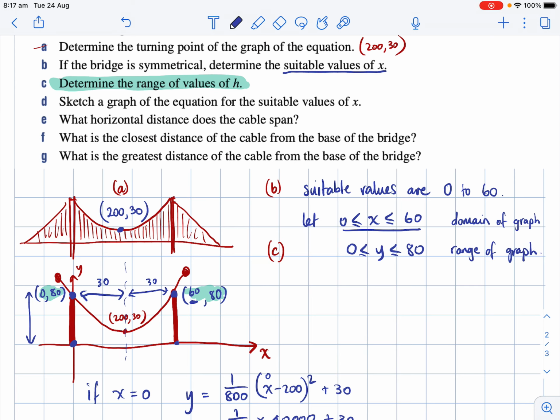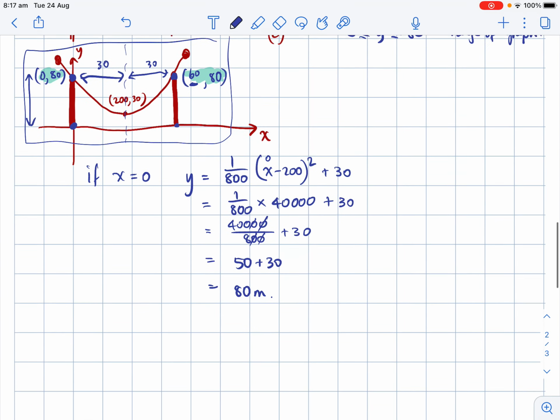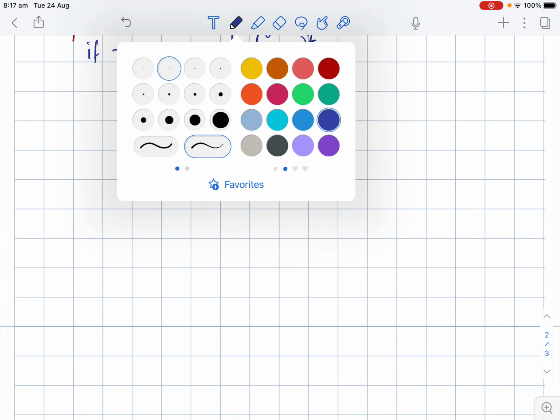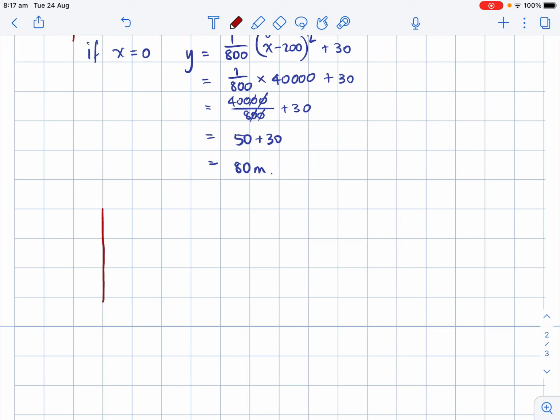Okay, next D. Sketch a graph of the equation for the suitable values of x. Again, we've actually done that. So all of our thinking that we did around B has answered some of those future questions. I'm just not happy with that graph. I want to do a slightly better one. So I'm going to redraw my axes. Now it's a sketch graph. It doesn't have to be perfect. It should be roughly symmetrical. So I'm going to use my grid lines to help with my symmetry. I'm going to put in some key points here. And I'm going to draw my graph.